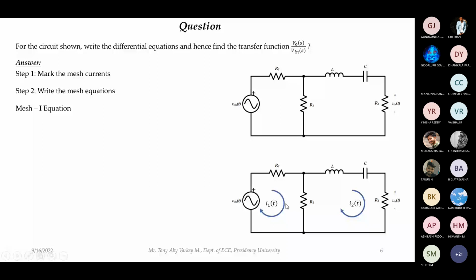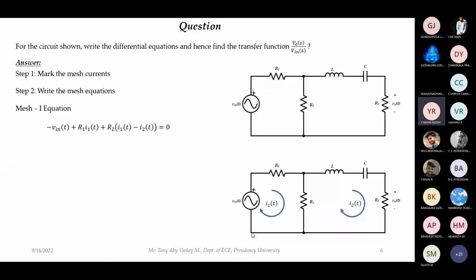So when you start from here, the first thing that comes is minus V in of t plus R1 into I1 of t plus R2 into, now R2, it is common to mesh 1 and mesh 2. But since we are writing mesh 1 now, you can take I1 minus I2 when you are traveling in the clockwise direction. So minus V in of t plus R1 into I1 of t plus R2 into I1 of t minus I2 of t equal to 0. Is it clear?